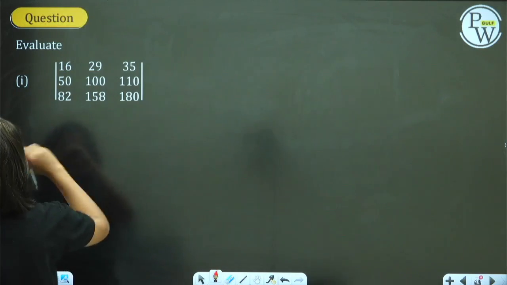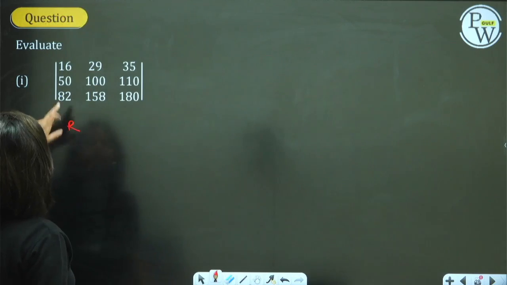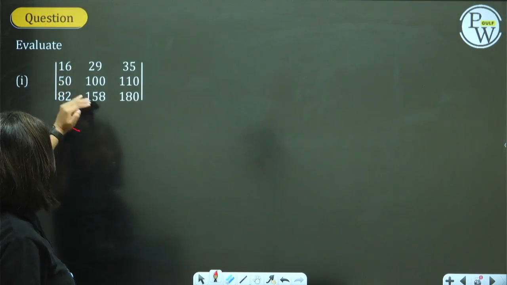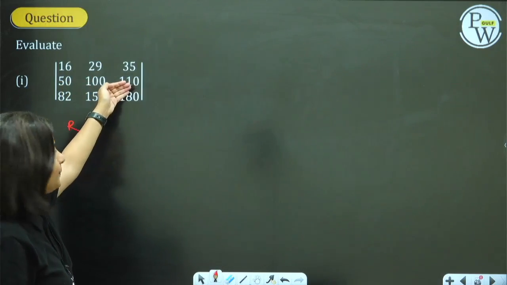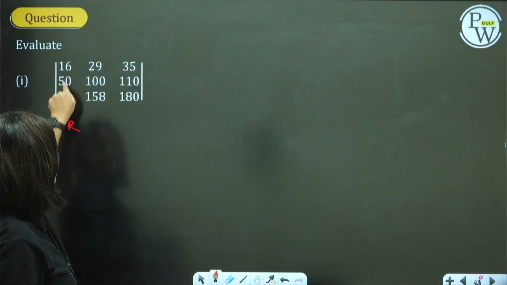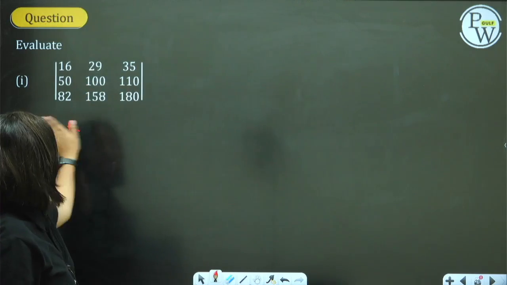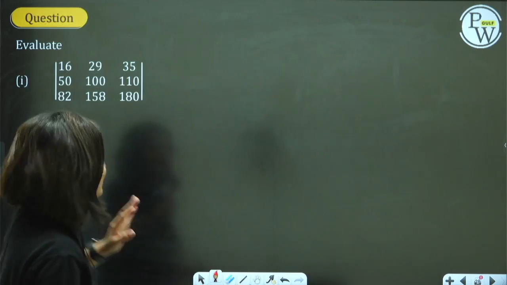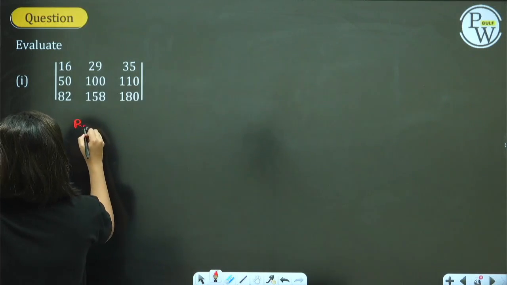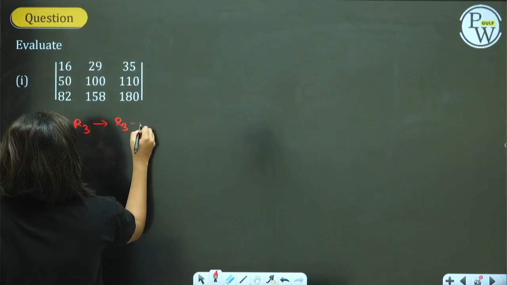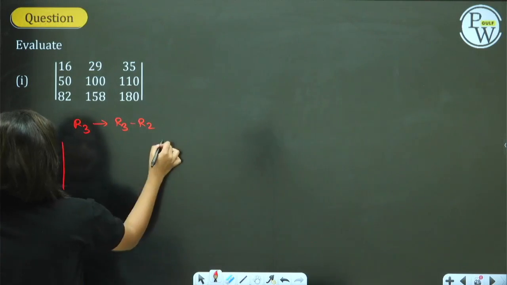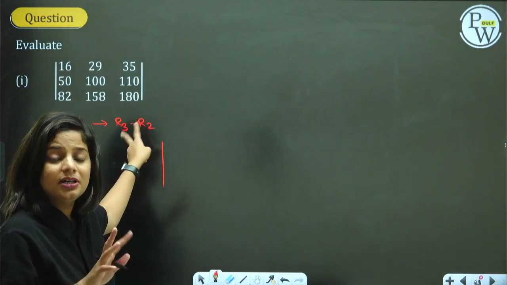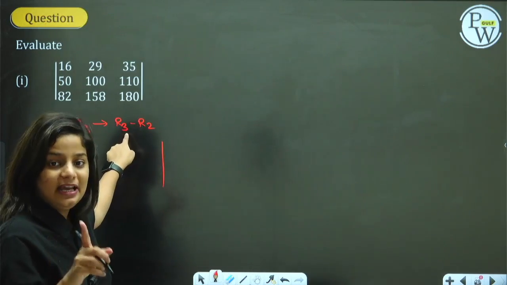Can we say 82 minus 50 will be 32, 58, 70. 32 is double of 16, 58 is double of 29, 70 is double of 35. So some connection we have seen. Once you get some connection, now it's easy. Row 3 changes to row 3 minus row 2. Let's do it.